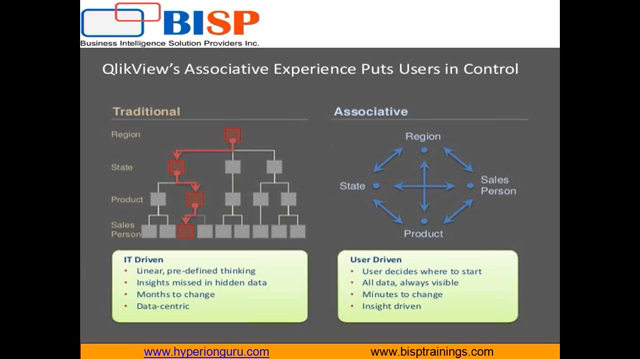Okay. So next we will move on to how QlikView's associative experience puts the users in control. So what does this actually mean? Now let us compare the traditional way of looking at the data and the associative way of looking at the data in QlikView. If you look at the traditional way, it's a simple flowchart that starts from the region, and from the region it goes to the state level, and from the state to different products, and then the salesperson involved in selling each of the products.